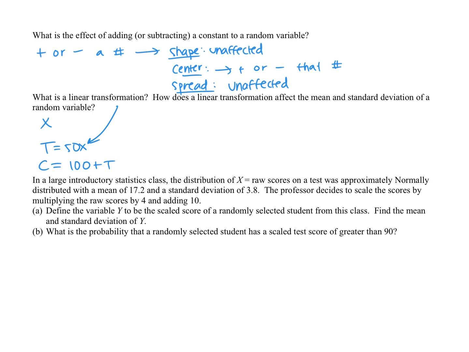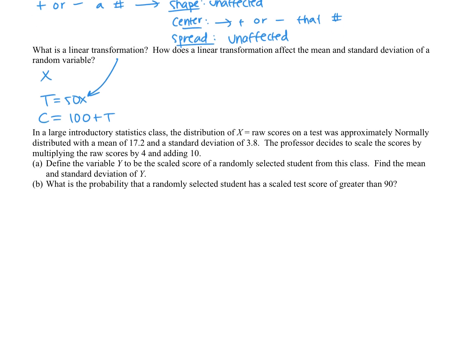Okay, so let's take a look at this example. In a large intro stats class, the distribution of raw scores on a test was approximately normally distributed with a mean of 17.2 and a standard deviation of 3.8. The professor decides to scale the scores by multiplying the raw scores by 4 and adding 10. A, define the random variable y to be the scaled score of a randomly selected student from this class. Find the mean and standard deviation of y.